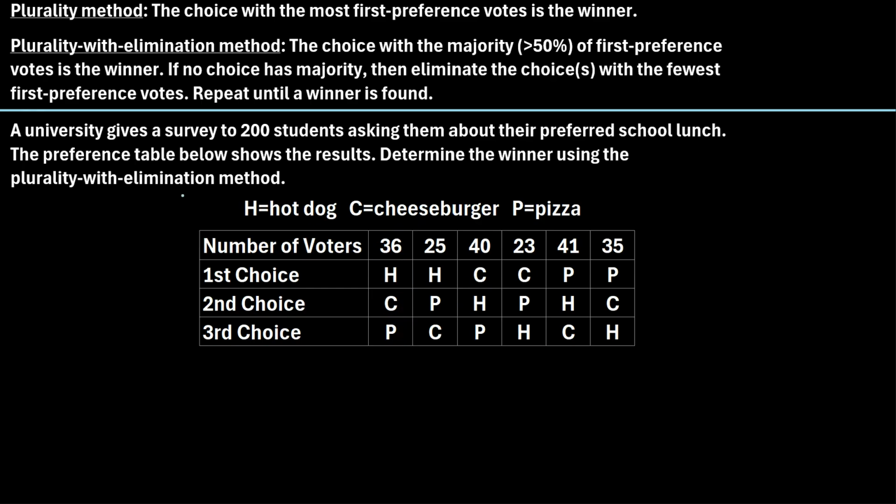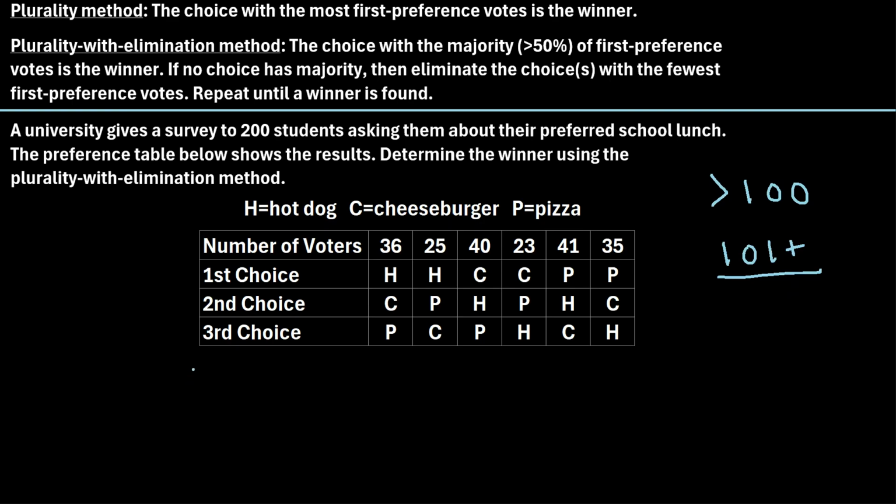So if we want to determine the winner using the plurality with elimination method, that means that the winner has to have more than 50% of the first place votes. So if 200 students took this survey, 50% or half of that would be 100 students. Or in other words, a choice needs to have more than 100 first preference votes to be declared the winner. Or another way to say that is you need 101 or more first preference votes to be the winner.